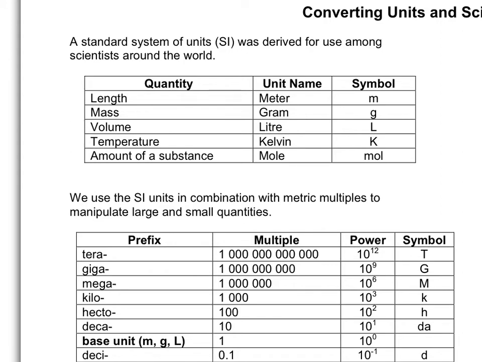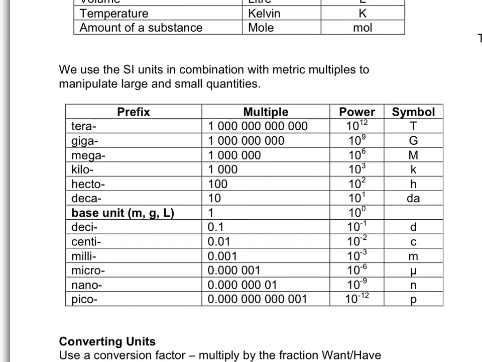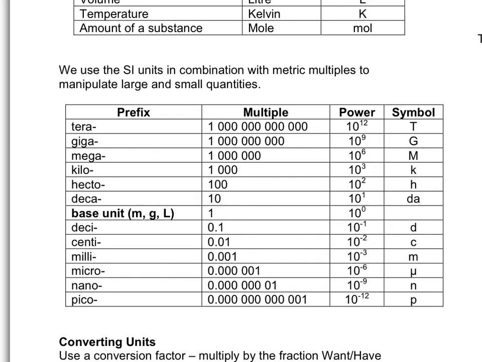If the measurement you're taking is very large or very small, we use SI units in combination with metric multiples. Now, some of these multiples you've probably seen before. The base unit goes in here. So if we're talking about length, it would be the meter. If you have 1/100th of a meter, it's known as a centimeter, and a small c is placed out in front, or a 1/1000th a meter.